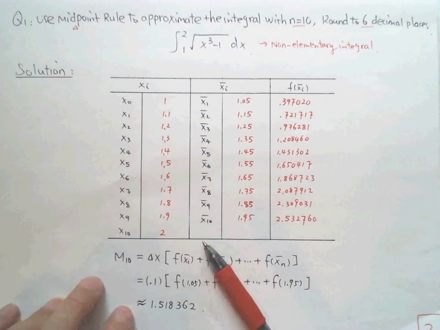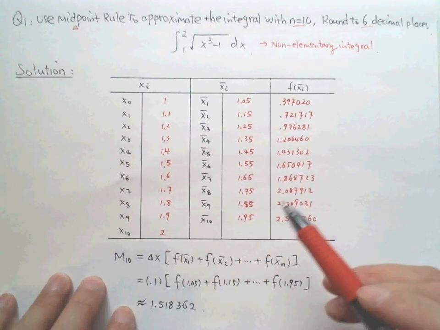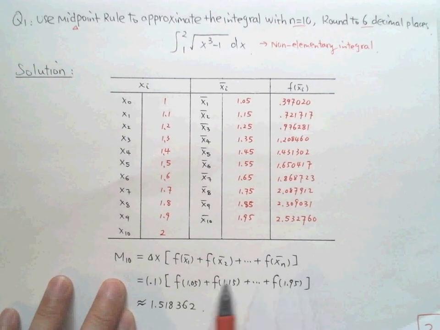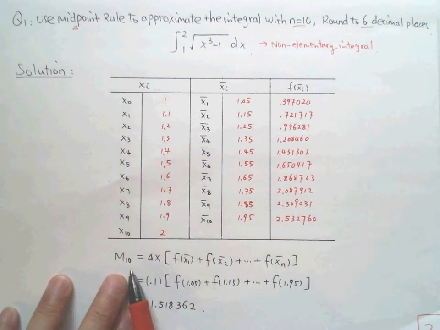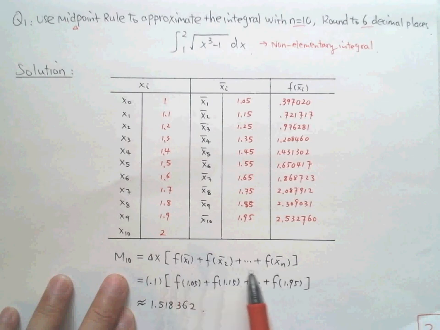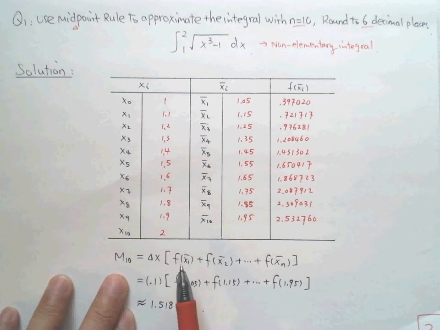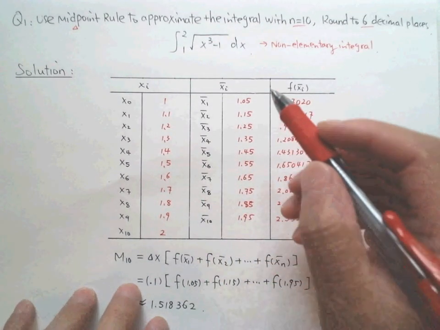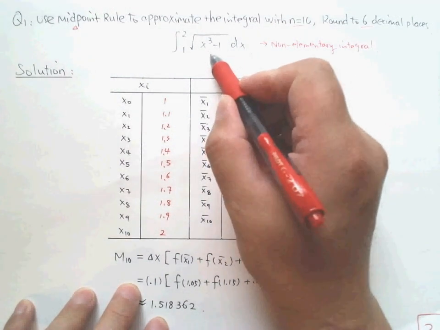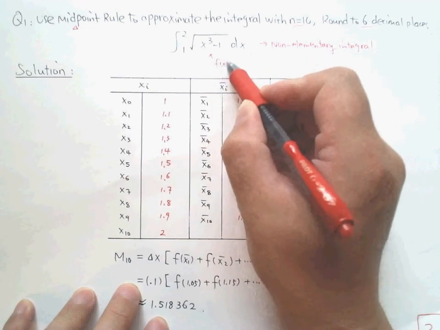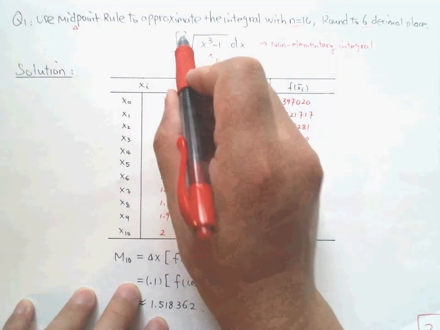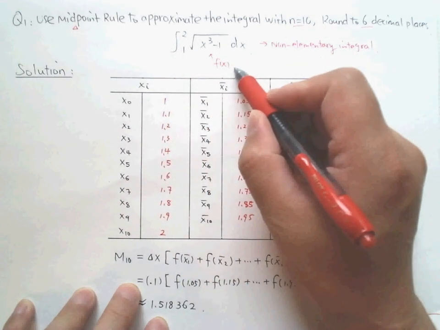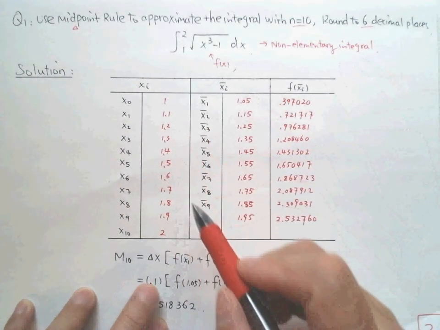So all we need to do is build this table, and finally use the formula here. Let's look at the formula first. M10: the formula is delta x times, okay, here. So we need to find out what delta x is. We need to find the xi bar, the midpoints, and then find the function values. So how to do that? I build the table. First is the function, this is f(x), no problem. This is a, this is b. So we know a and b, and then what is delta x?